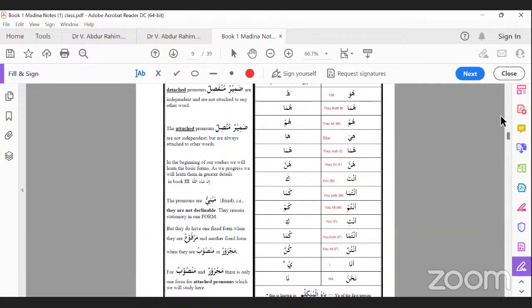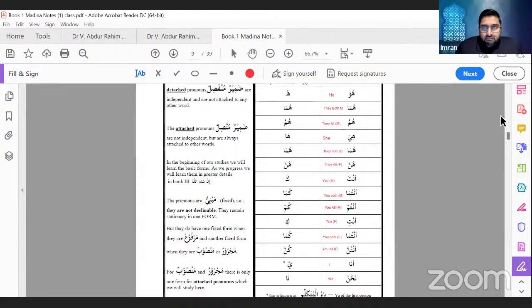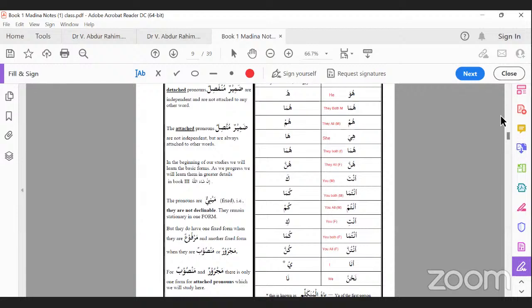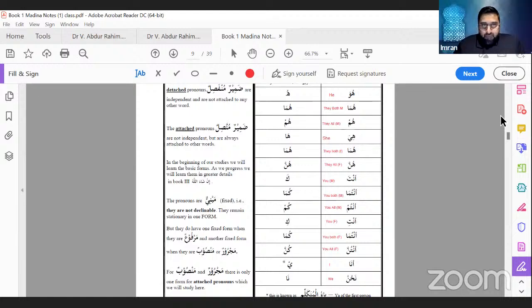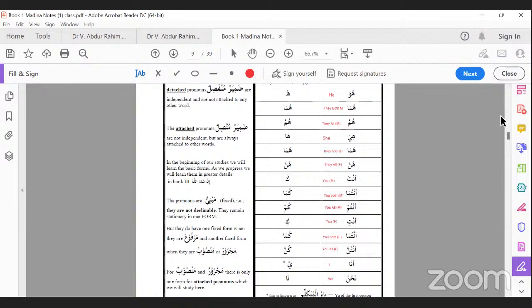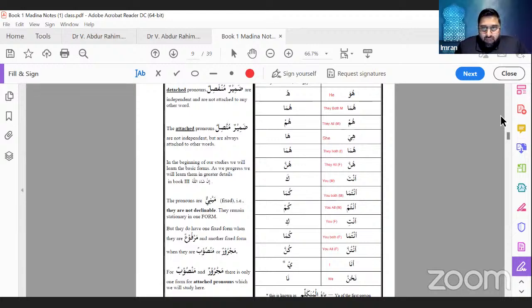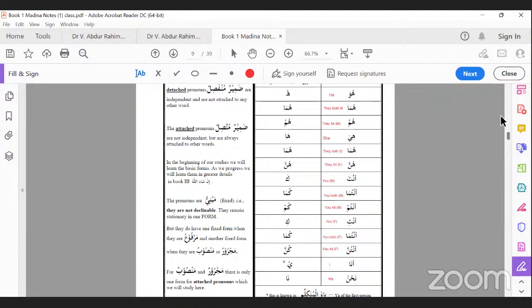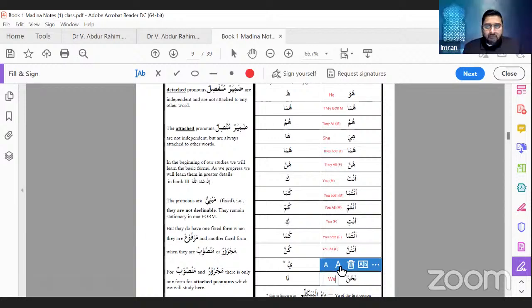Huwa, he, one person. Huma, they, two male. Hum, they all male. Hiya, she. Huma, they both female. Hunna, they all female. Anta, you male, one singular male. Antuma, you both masculine. Antum, you all masculine. Anti, you feminine. Antuma, you both feminine. Antunna, you all female, more than two people. Ana, for both masculine and feminine, I. Nahnu, we. Excellent. Brilliant.